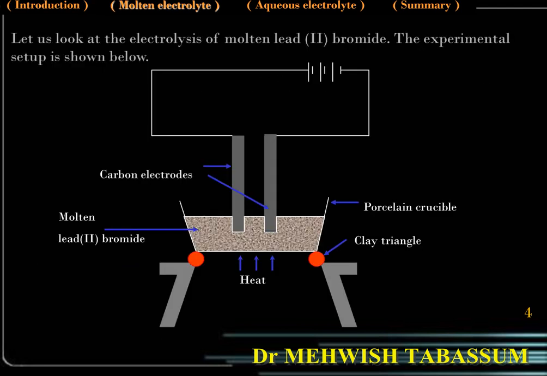Now what's next? It is the instrumentation session. The instrument consists of 2 carbon electrodes and molten lead bromide electrolyte present in the porcelain crucible. And the next one is a battery and a wire which is connected to the 2 electrodes, which are ultimately connected to the molten lead bromide. Then the heating source and clay triangle.